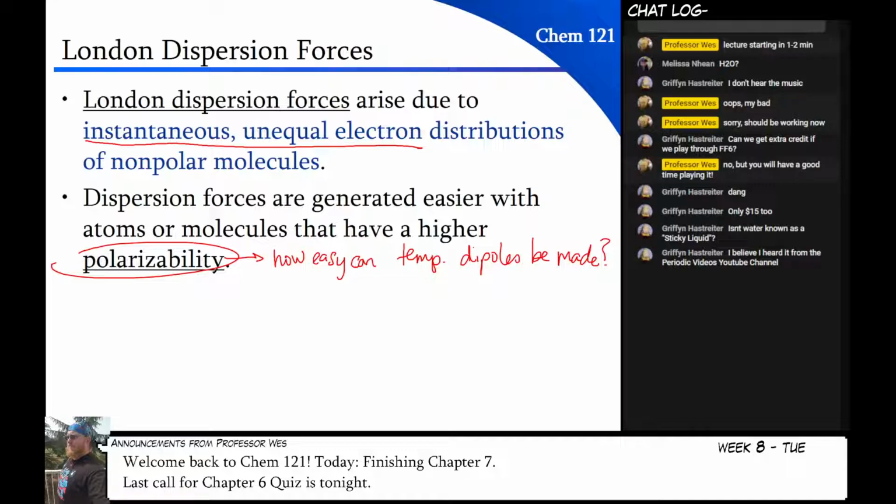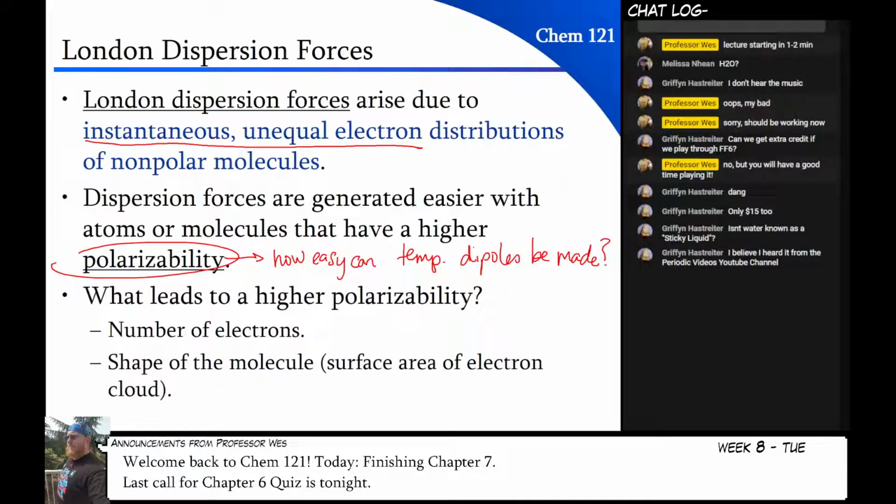That's what the word polar means, right? Uneven distribution of electrons. If something is polar, the electrons move to one side. If I can polarize something, I can change where the electrons tend to be. There are two properties that are going to affect polarizability. One, how many electrons there are. If there's more, it's easier to move them around, right? And then the shape of the molecule also matters. We're going to talk about shape very briefly in just a second.